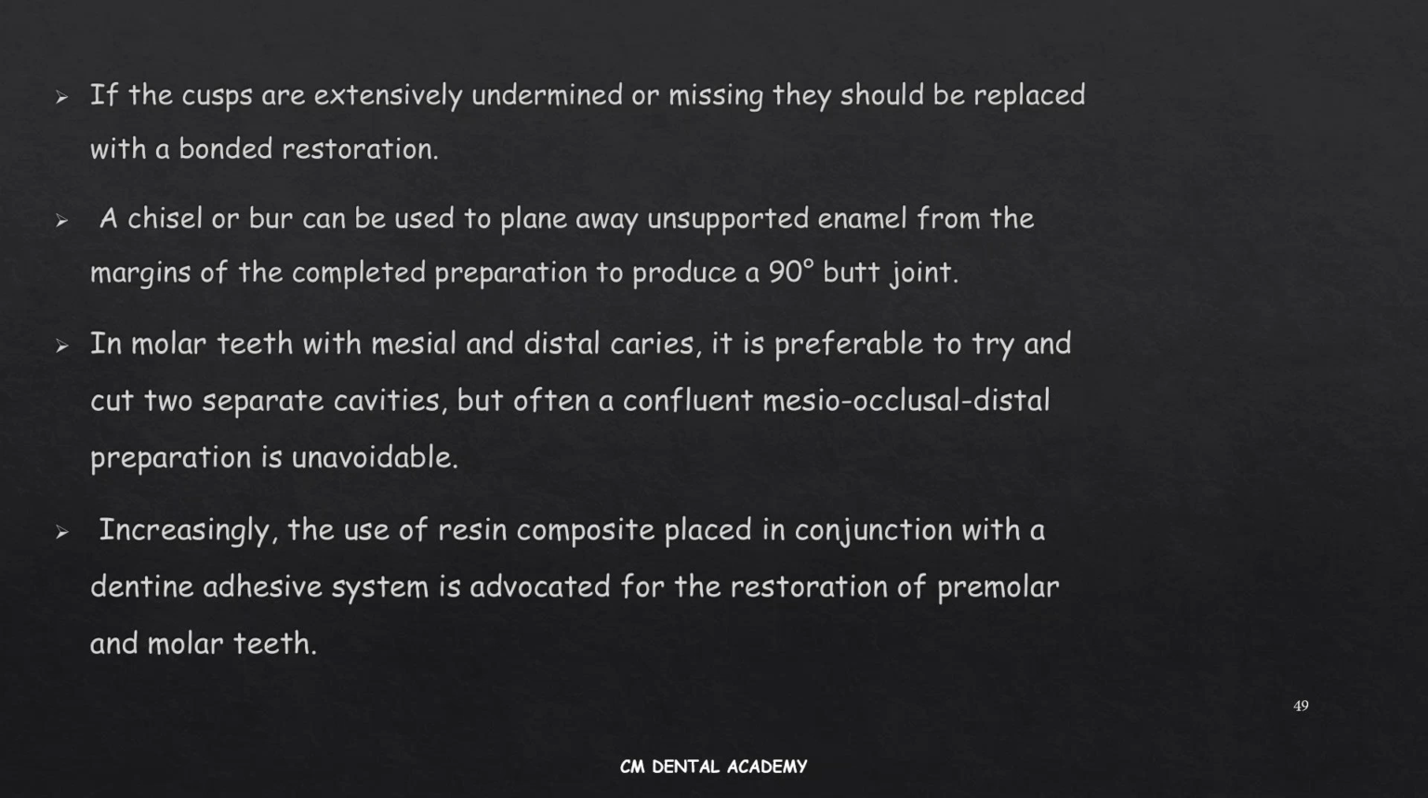Increasingly, the use of resin composite placed in conjunction with a dentine adhesive system is advocated for the restoration of premolar and molar teeth. Even if amalgam is going to be the material of choice, these factors are mandatory to be looked for. So the size is usually determined by the size of the carious lesion and extension beyond. This should be minimal.